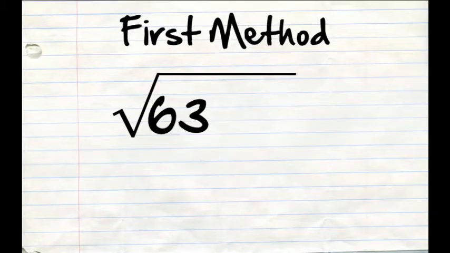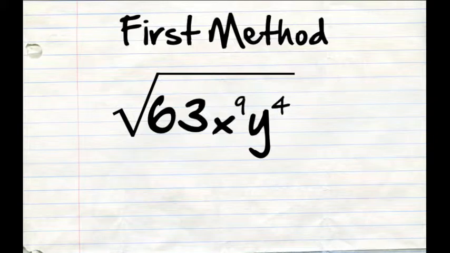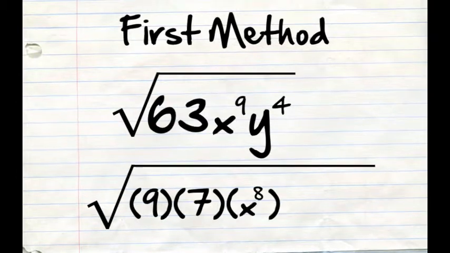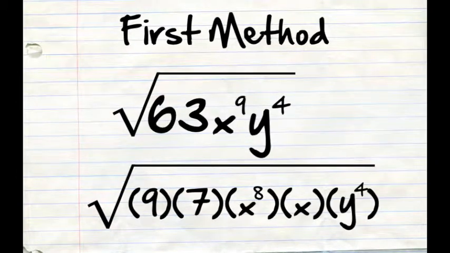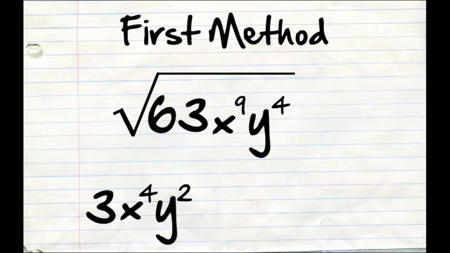The last example consists of both numbers and variables. It is a square root of 63, x raised to 9, and y raised to 4. For the first method, we again get the perfect nth factors of the radicand, which are 9, 7, x raised to 8, x, and y raised to 4. Next is to apply product property and simplify the perfect factors, which are 9, x raised to 8, and y raised to 4, which give us 3 x raised to the 4th and y squared.